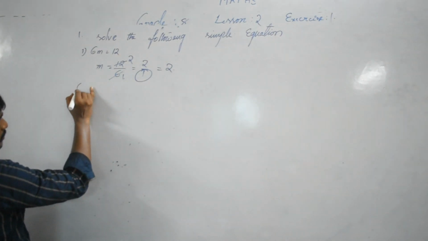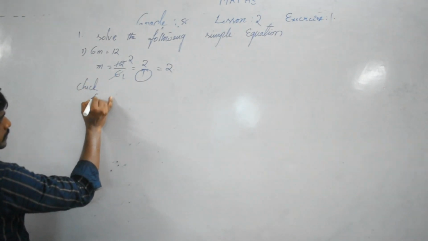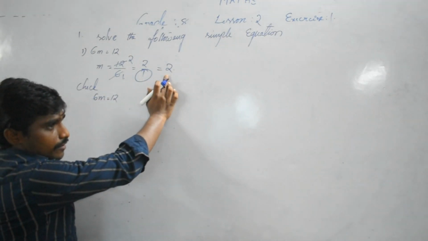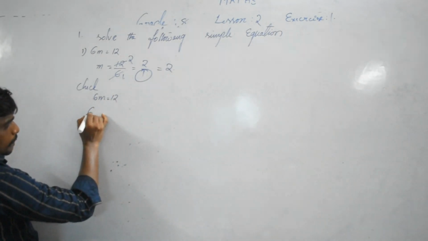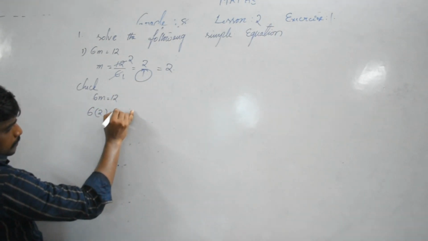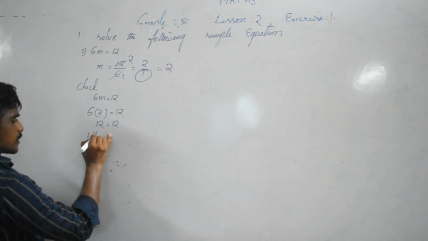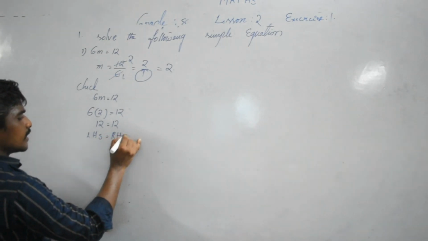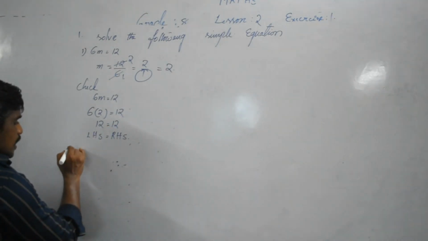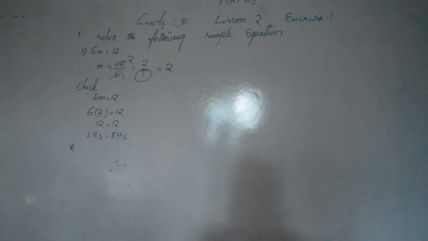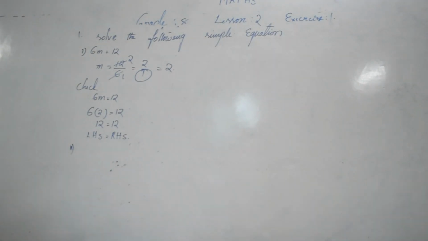Once you check, 6m is equal to 12. How much m value do we get? We have 2. 6 twos are 12. So LHS and RHS are equal. That is the variable value. All these problems are like this only.